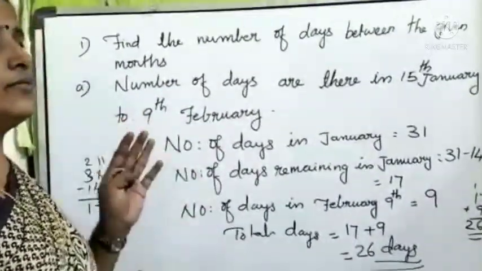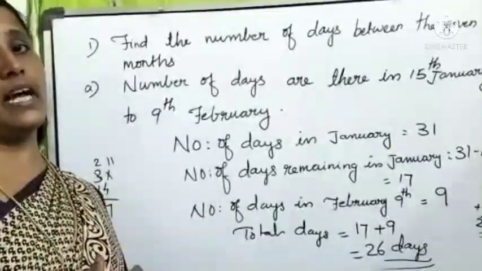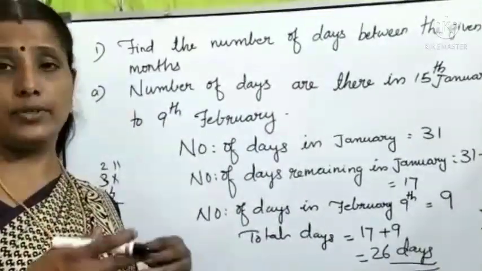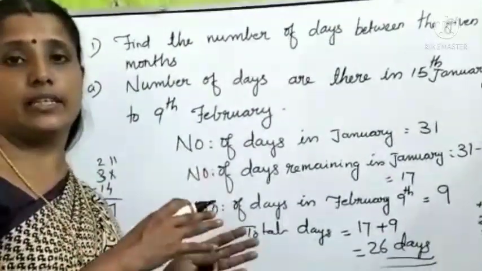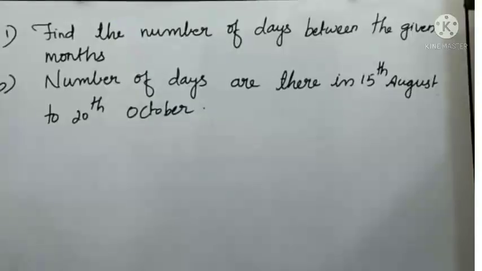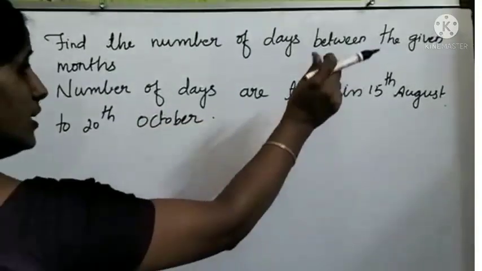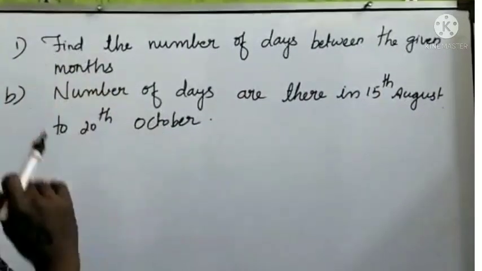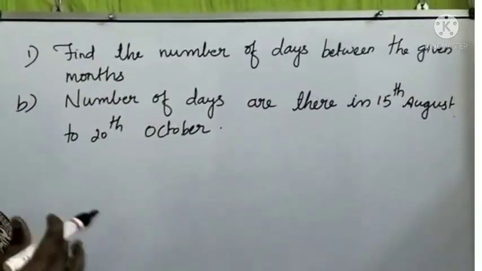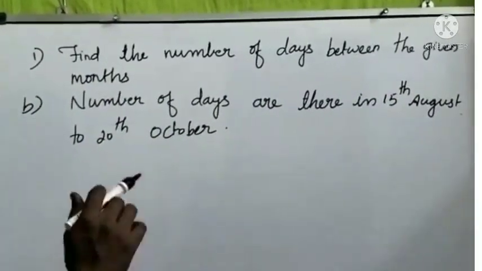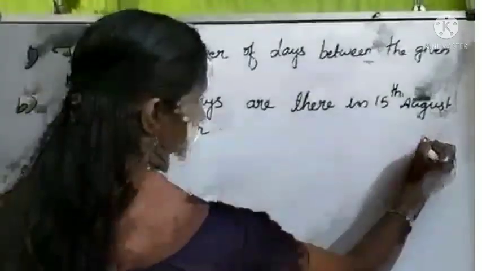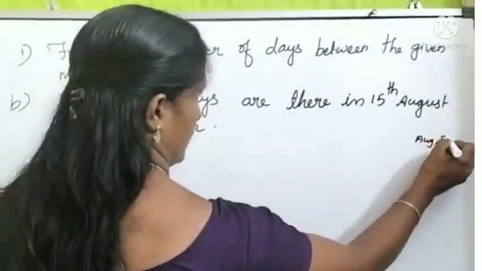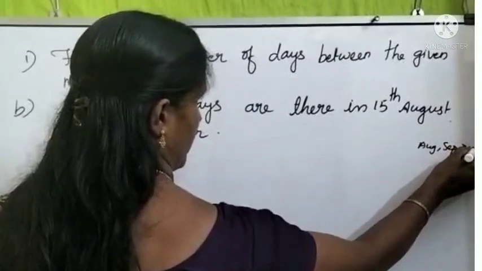So we need to find out the in between days. That time we have to know which months have how many days. Then only we can do the calculation very easily. Question: number of days from 15th August to 20th October. So we need to find out the total number of days. So August, after that September, then October.